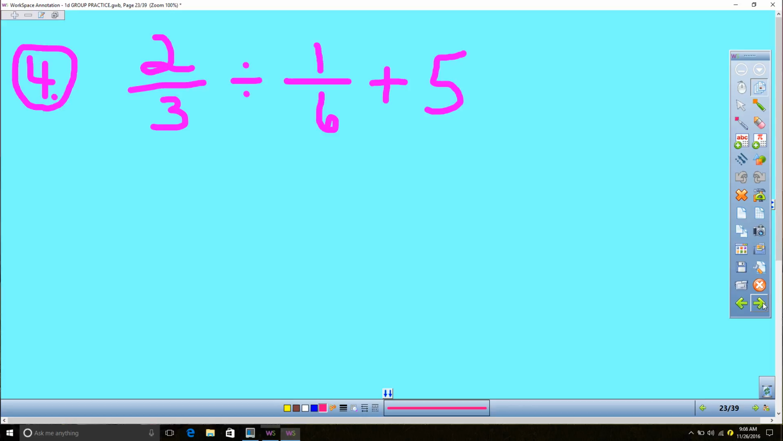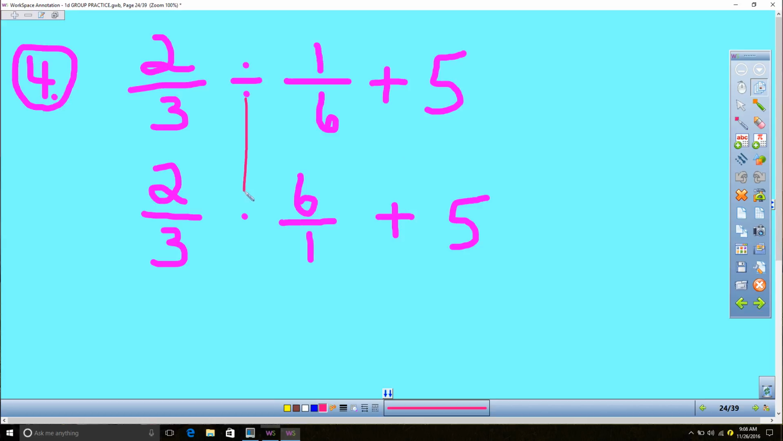Here's a fourth problem. Again, I'm dividing with a fraction here, so the first thing you have to do is multiply by the reciprocal. So notice I changed the division sign to multiplication, and I flipped the last fraction. You never flip the first fraction, you always flip the last. And you never flip a fraction unless you have changed a division symbol to multiplication. If it's already multiplication, you don't flip a fraction.